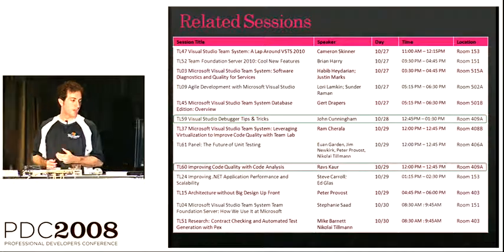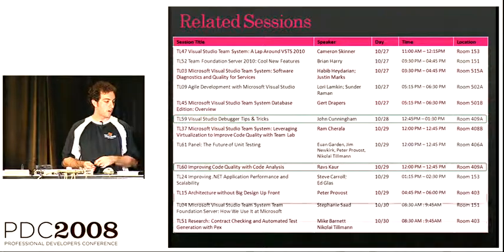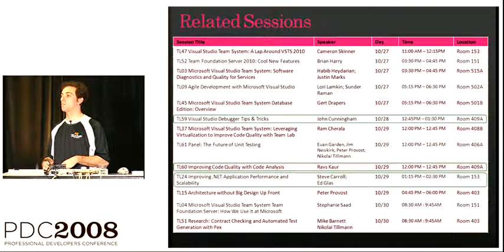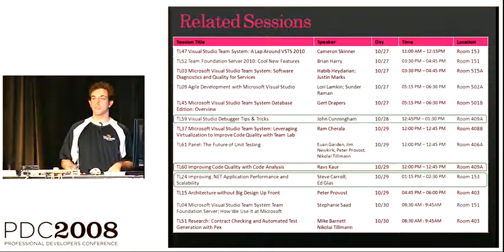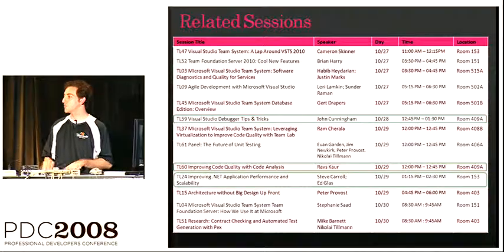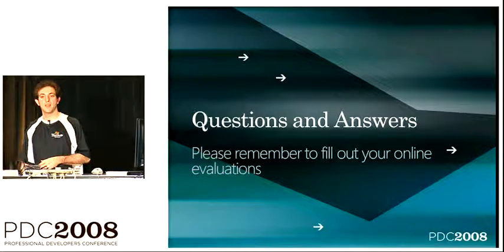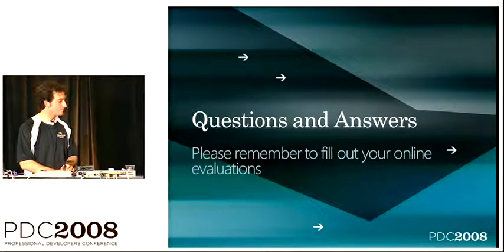On Wednesday, Robs will be doing a talk on improving code quality. And then on Wednesday afternoon, Steve Carroll and Ed Glass will be doing talks on performance and improving the performance of applications. So we hope that this was a good introduction in what the next version of Visual Studio Team System has. We're definitely open to questions, and also we ask that you fill out your evaluation sheets. So thank you very much.